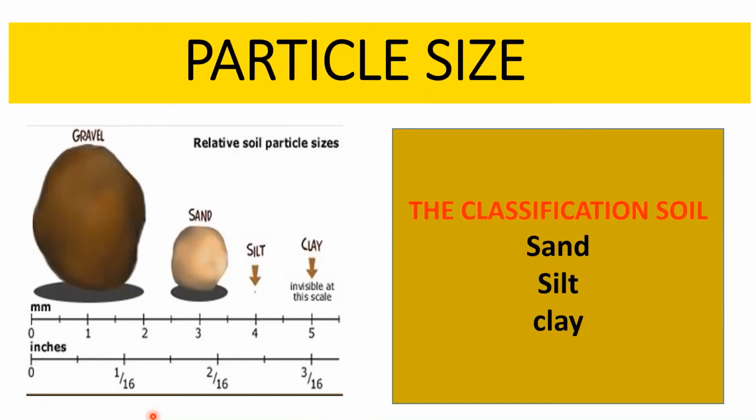Silt particles are smaller than those of sand and feel silky, soapy to the touch. And clay particles are the smallest mineral component. Their small size means they are closely packed together, which reduces the ability of water to drain through the soil.